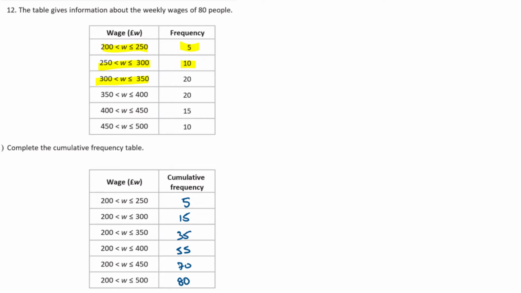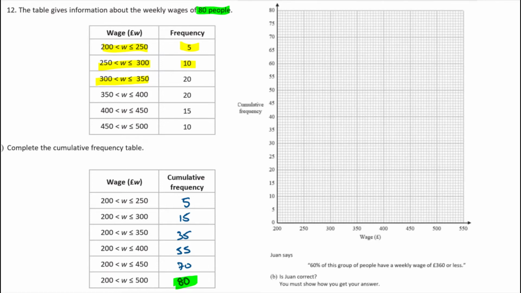Now it's a good idea at this point just to check your answer here, because they often tell you how many you're expecting in the question. So you just need to double check your cumulative frequency matches up with the total you're expecting. Okay, so that's part A done.